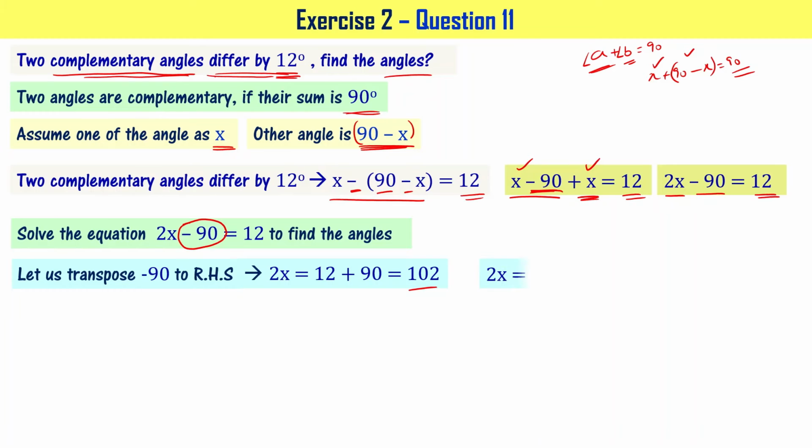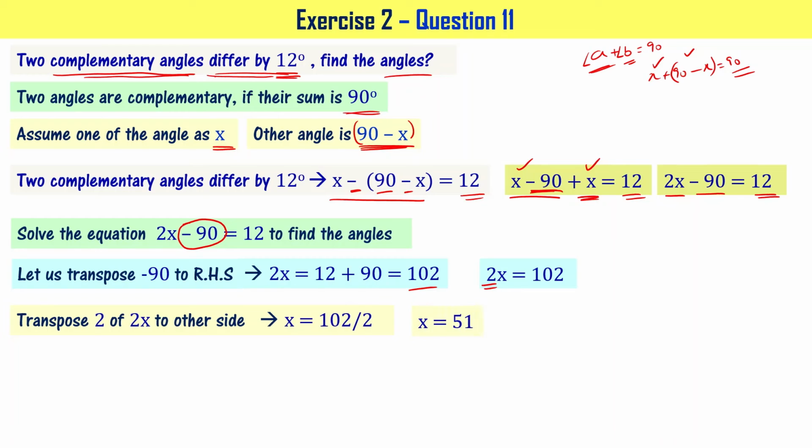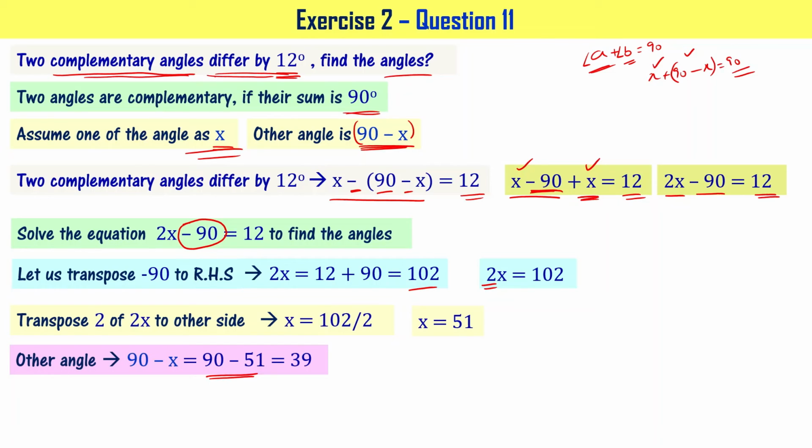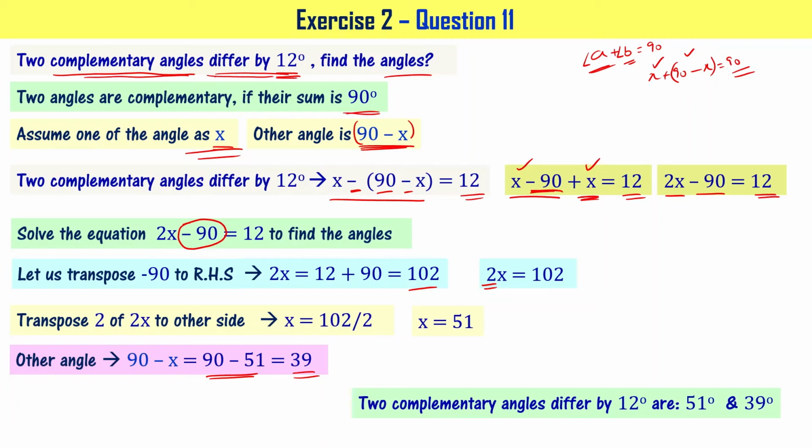Let me write 2x equal to 102. Now let me transpose this 2 to the other side so that it is going to divide 102. So the answer you get is x equal to 51. Now we got one of the angles, right? The second angle is 90 minus x. It means it is 90 minus 51, right? That is equal to 39. So to answer the question, the two complementary angles that differ by 12 are 51 and 39. Got it?